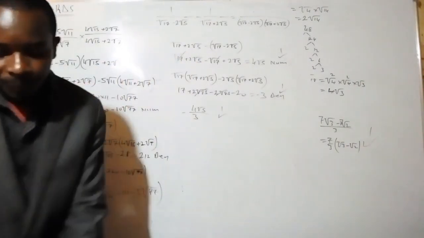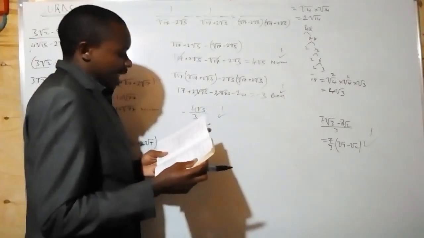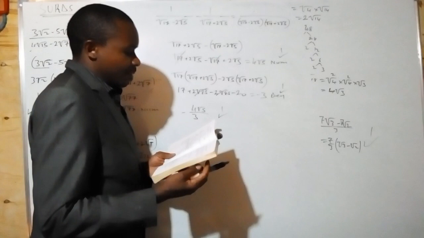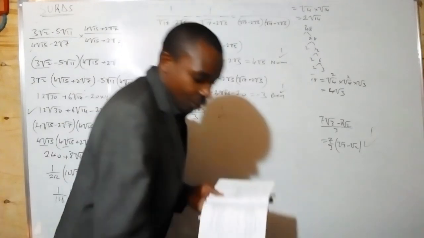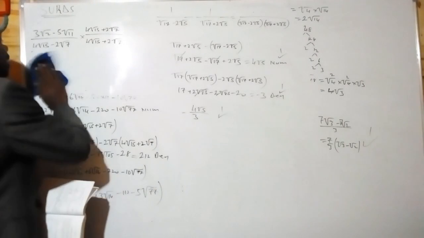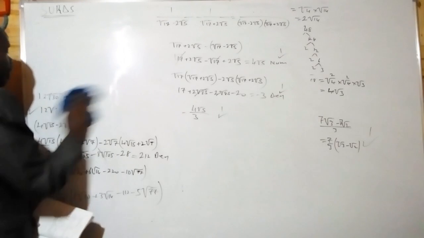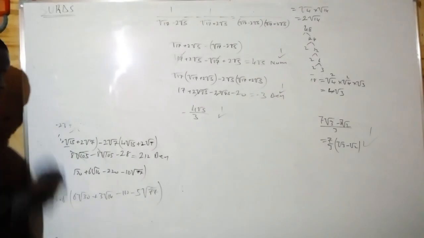Good. Next, you are given express in surd form and you simplify by rationalizing the denominator. Here you are not supposed to use a calculator. You are not supposed to use a calculator or 4-figure table.